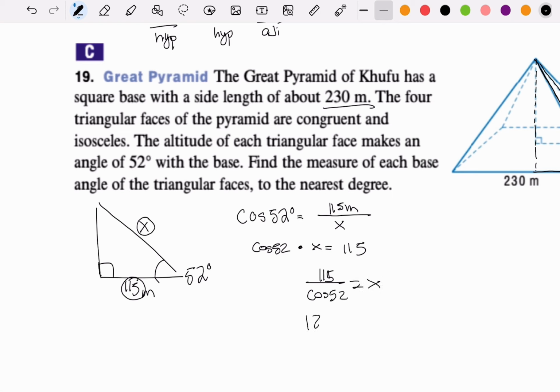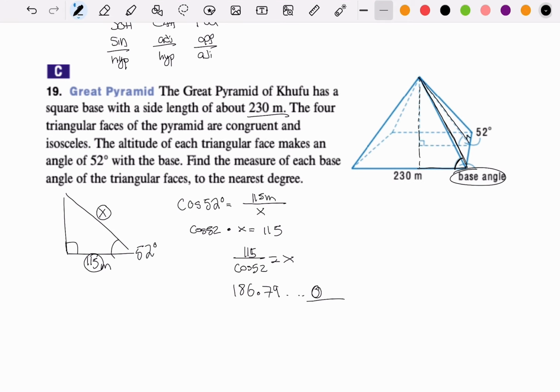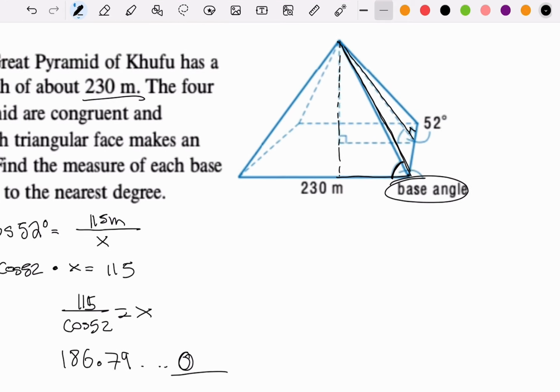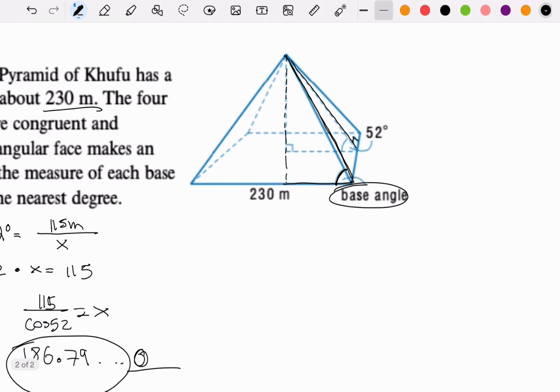And this is going to give us about 186.79. Then it's just a 0 at the end, so this shouldn't really make a difference in our calculations. So once we have that, we have to be careful when plugging this number in, because let's just get the 2D model of the main triangular face now.